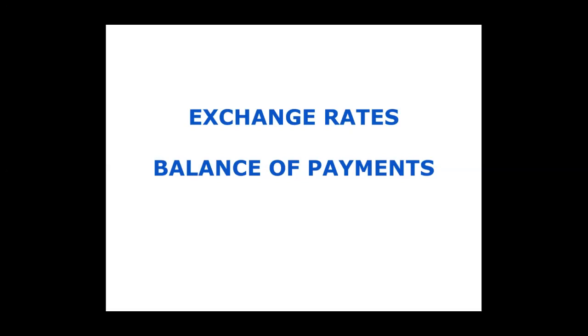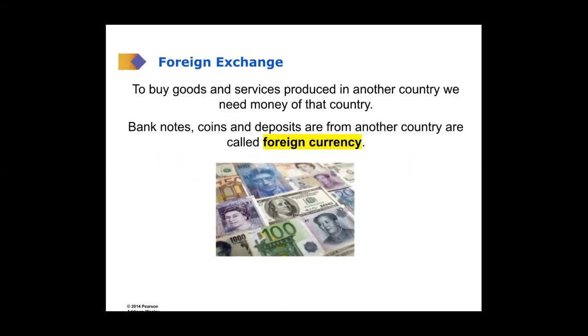In this video, we're going to discuss exchange rates and the balance of payments. So, foreign exchange and foreign currency is the money that we need to buy goods and services that are produced in another country. If we want to buy goods and services produced somewhere else, we have to be able to get the currency from that country in order to complete the transaction.